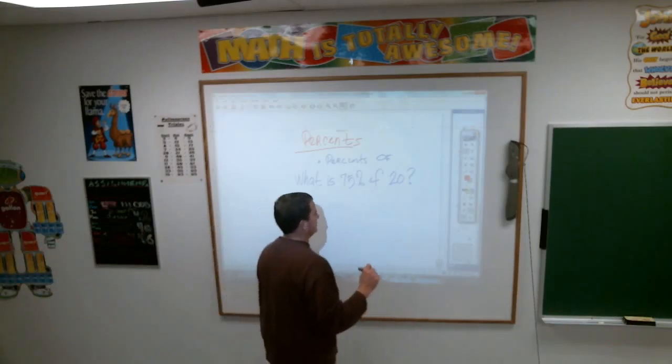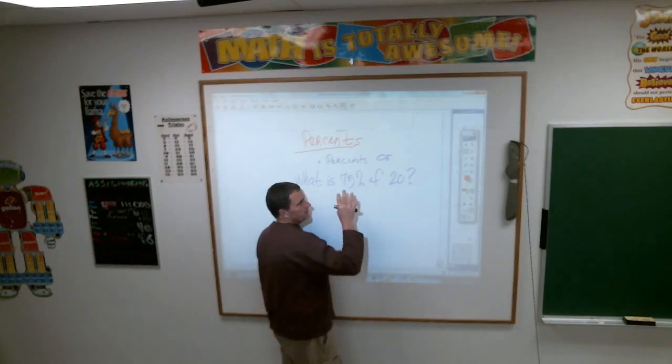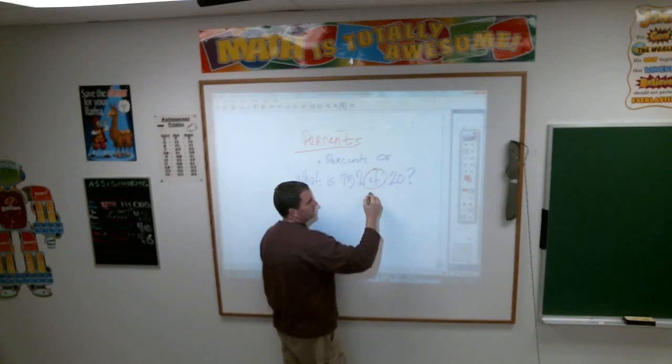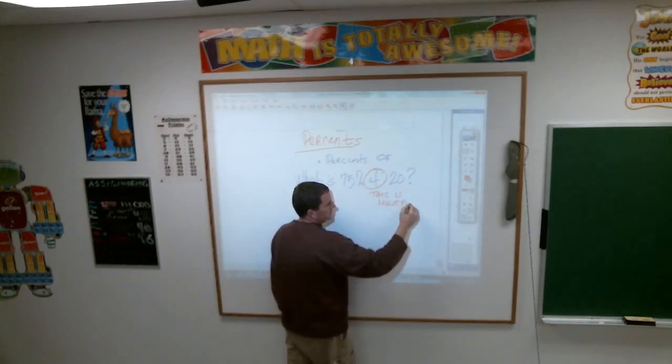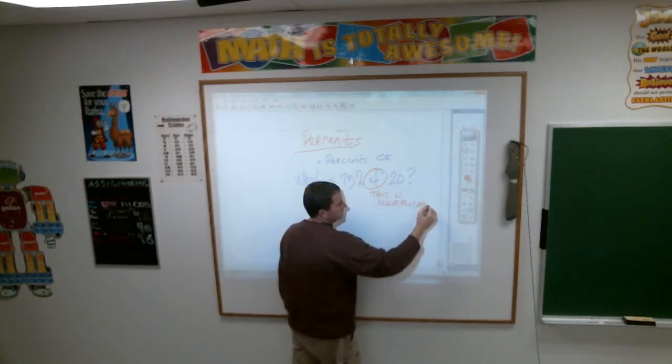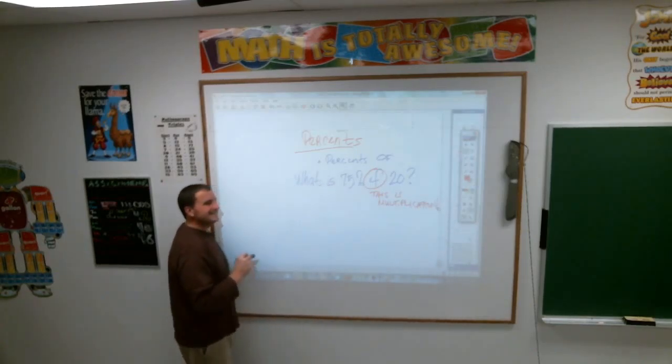First things first, children. People get this wrong all the time. The word "of" is multiplication. Multiplication. Okay, if you're trying to find tax, tip, whatever, 75% of is multiplication.